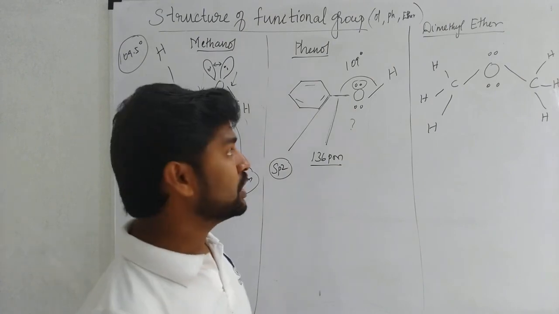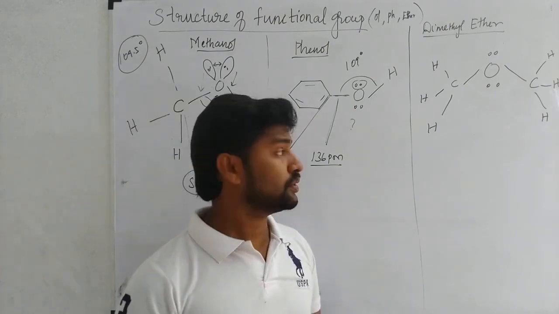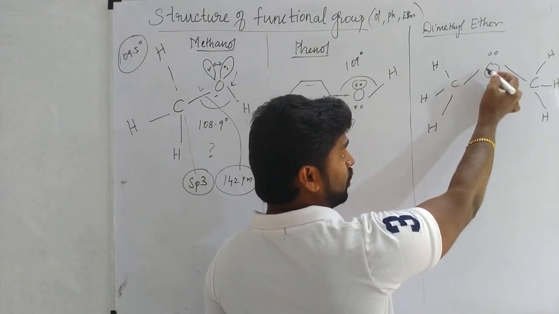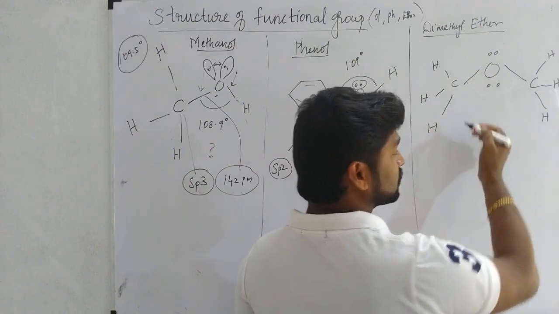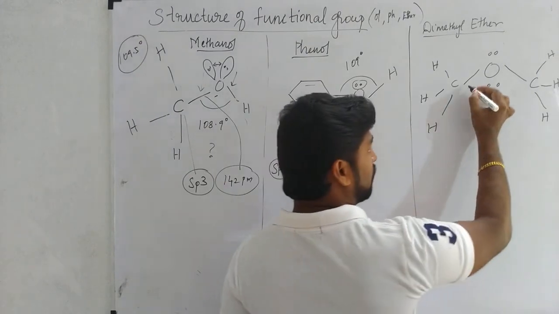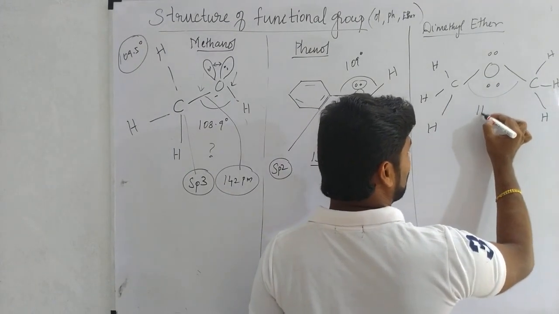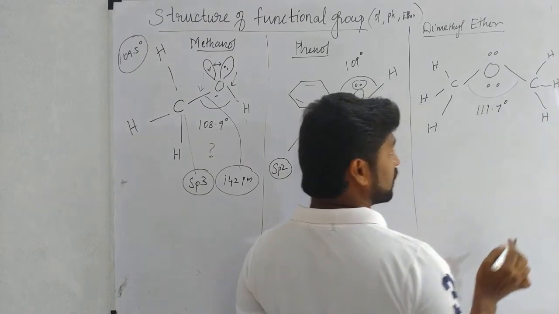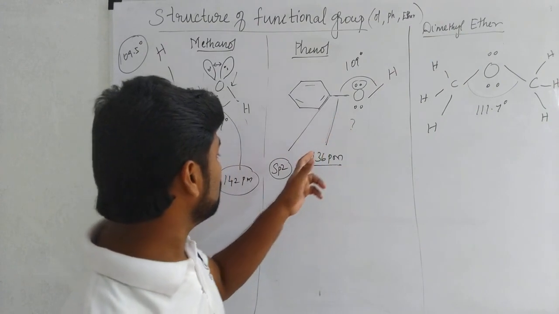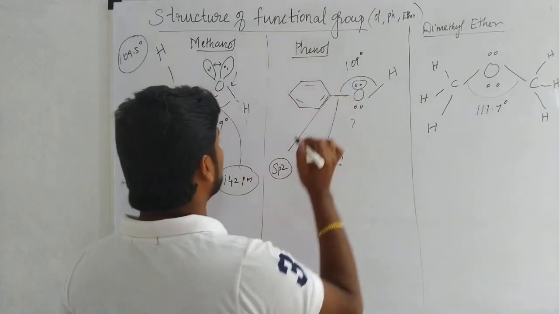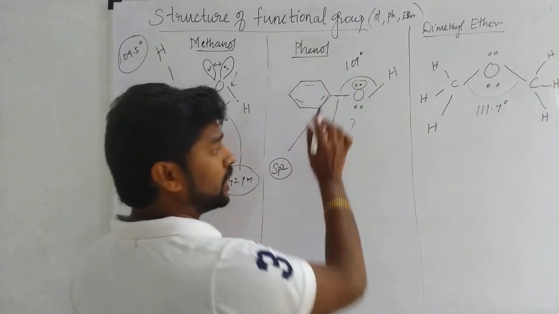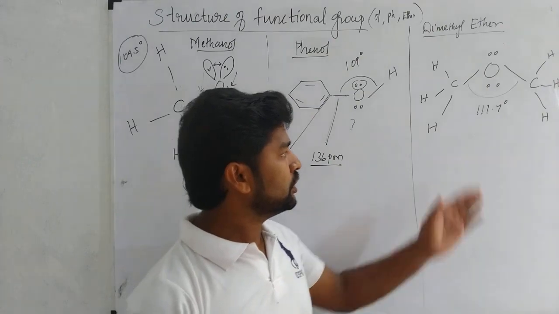Now let's discuss the structure of dimethyl ether. That is the ether group. In the ether group, look at the oxygen attached to two bulky groups. So for that reason, what is happening? Their bond angle is 111.7 degrees. Look at these, how much bond angle are they having? 109, 108.9 degrees and 109. But here, look, it is increased.